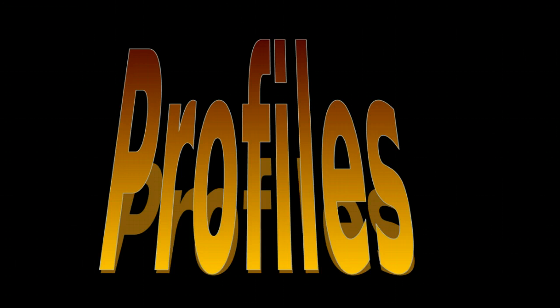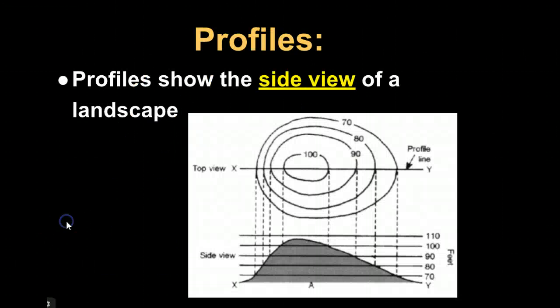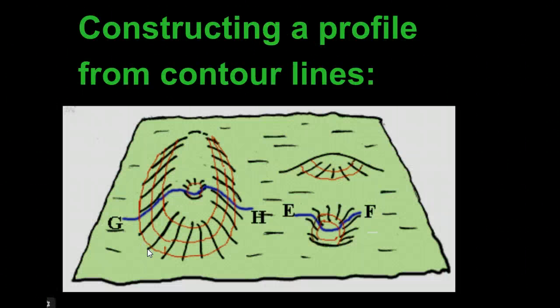It's creating a profile. A profile is a side view of a landscape. So here you see the contour map that we've been looking at with the concentric circles that form a hill. Well, if you look on the bottom of that, this has been plotted onto a graph and it forms the side view of that hill, which we call a profile.